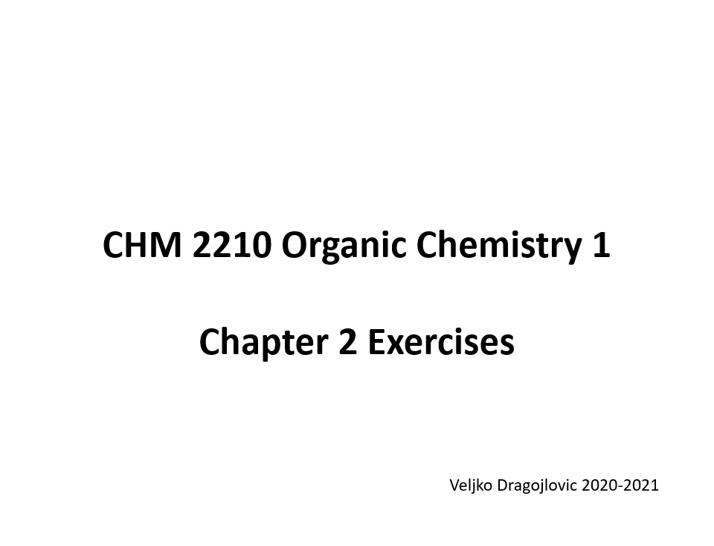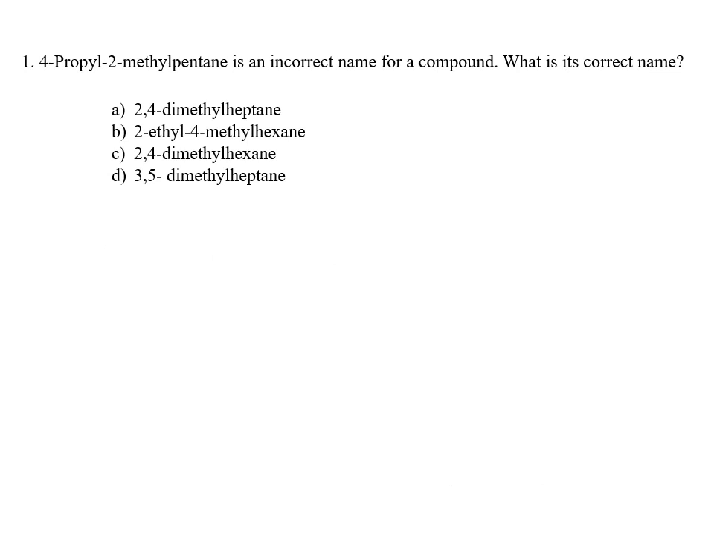In this video, we are going to cover 5 exercises that are related to material covered in Chapter 2. 4-propyl 2-methylpentane is an incorrect name for a compound. What is its correct name?